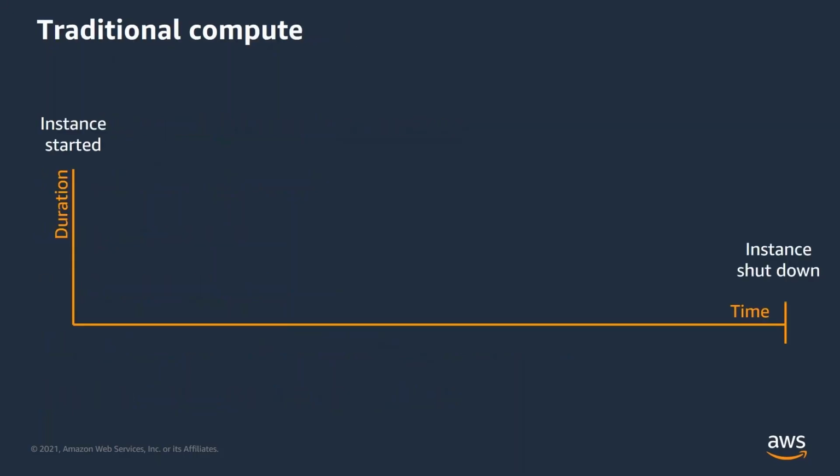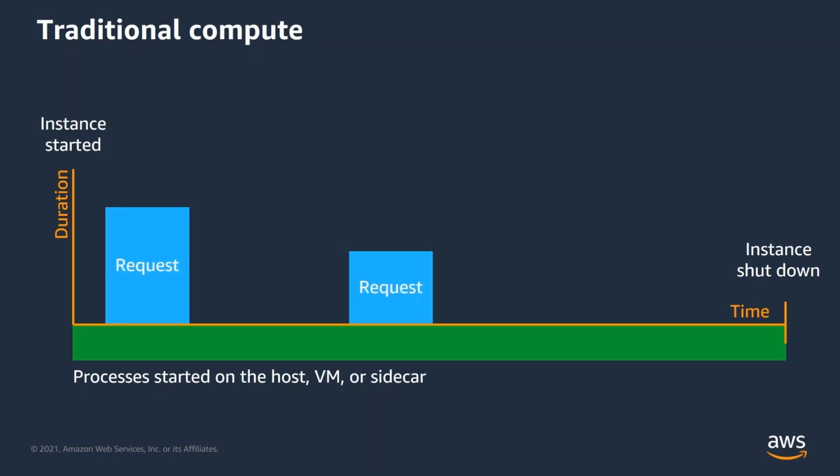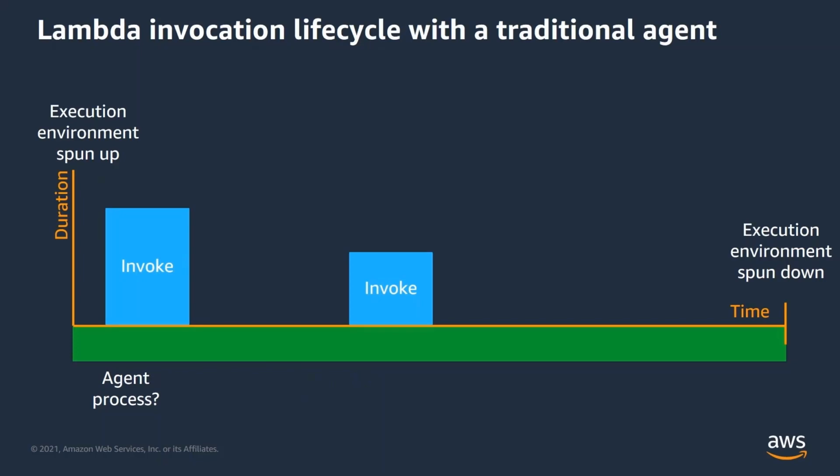If we think of a traditional compute environment, it may have long-running processes, and these start when a host or a VM or a container sidecar starts up. An agent or a tool then performs some work or analysis while it is servicing various requests. And this agent or tool may run for the whole time after an instance is started or until it is shut down. Lambda invokes your function in an execution environment, which provides a secure and isolated runtime environment and manages the resources required to run your function.